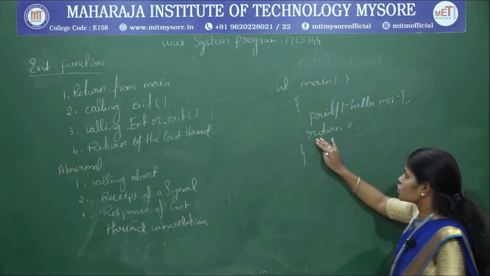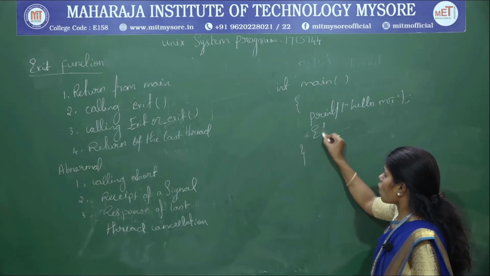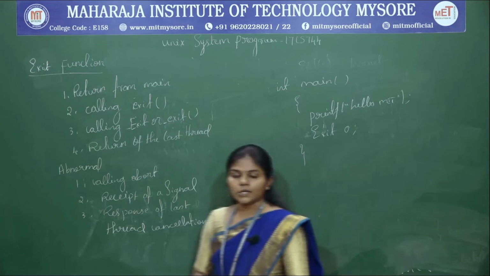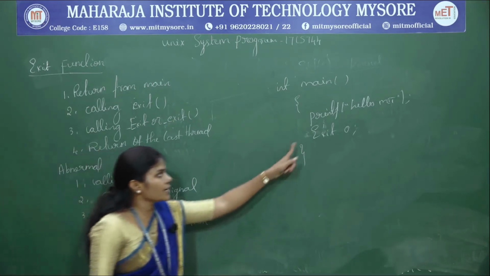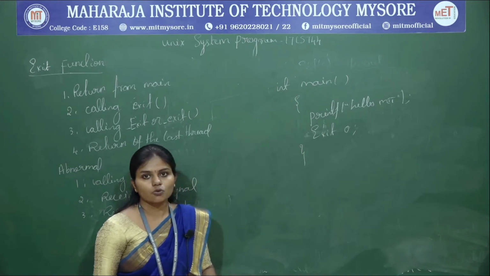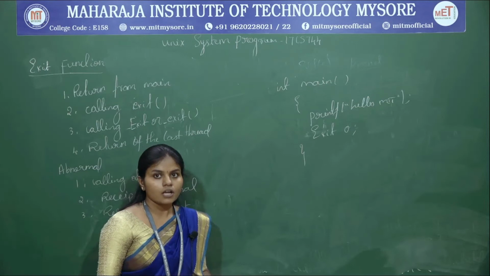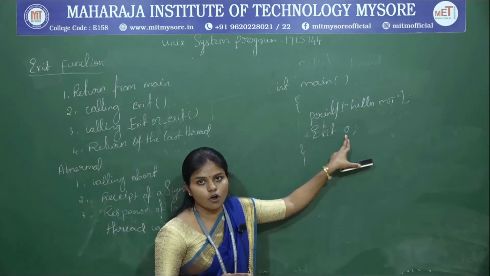Next, instead of return 0, I can make use of exit(0). The exit(0) and the return 0 work similarly. Exit(0) is also used for what purpose? For terminating the process normally. So there are three ways we can make use of exit.